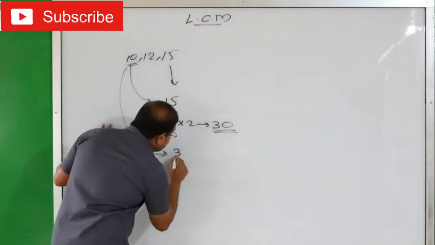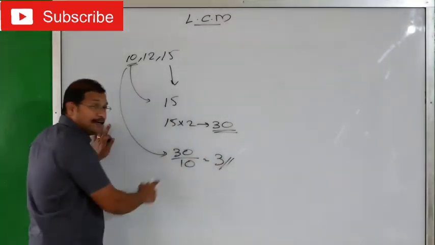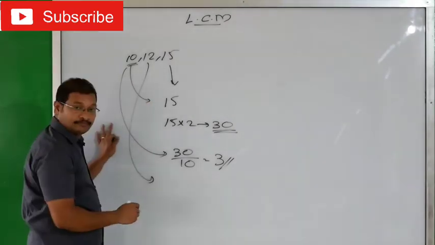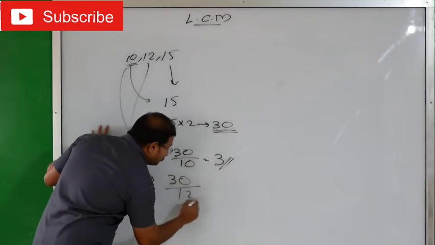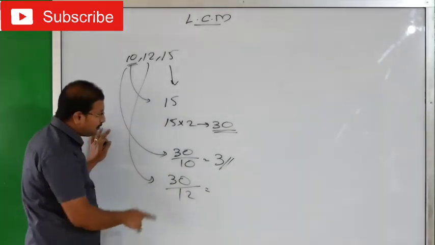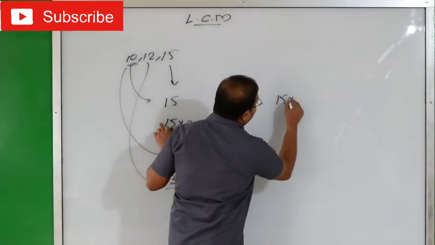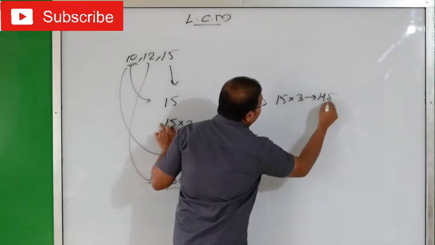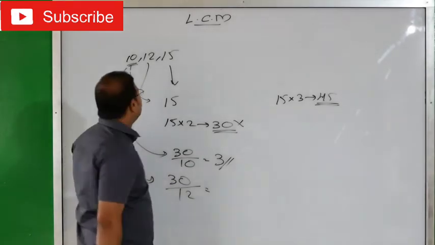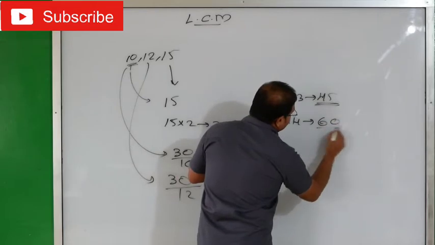Let's see now 10. Can you divide 30 by 10? We will get 3. You can divide 30 by 10. Now let's see 12. 30 by 12. Can you divide it? You can divide, but a remainder will be there. So you will not take 30 now. Now what will you do? 15 into 3. What is that? 45. But we know that 45 you can't divide by 10. Next one, 15 into 4. What is that? 60.